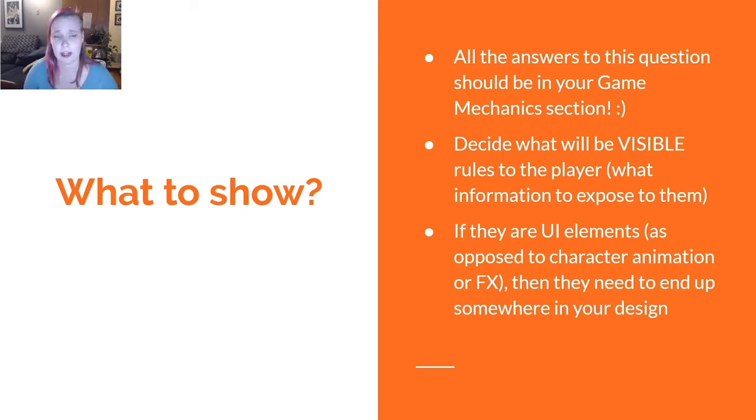So if it's a UI element, something that happens on an overlay over top of the main game screen, as opposed to character animation or special effects or something like that, then it should end up somewhere in your design. This does include UI elements that are in-game, like a health bar above a character's head, for example, as opposed to an overlay on top. That's still a UI element. You should still include notes about that at the very least.